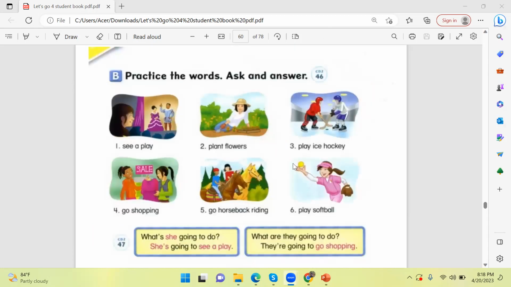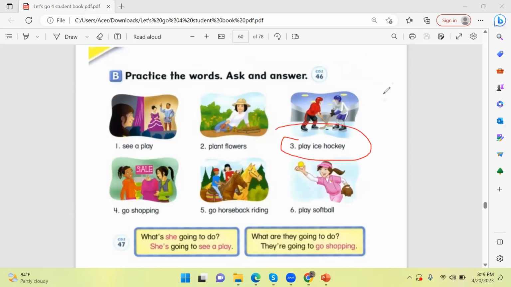We have here practice the words ask and answer. We have different words, including different pictures. Number one, can you read this one? See a play. Very good. This one? Plant flowers. Very good. So the girl is planting flowers.